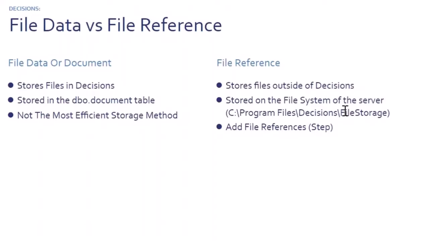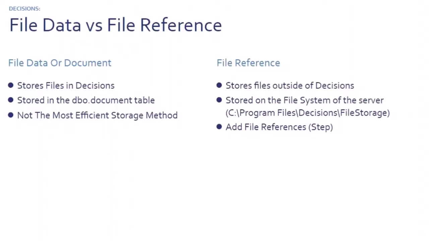For example, when we are using the Decisions server, it is located on the C drive of the server, under Program Files, Decisions, and file storage. So file data or document is not the efficient way to store data because it consumes a lot of space and reduces the efficiency. The best practice is to use file reference. Adding file references to the steps reduces the space and increases the efficiency of the flow or project that we are referring to.